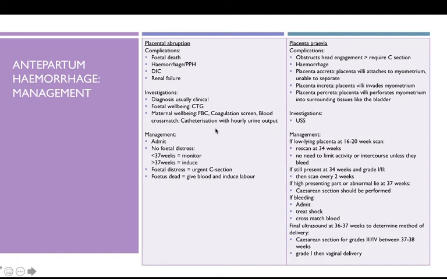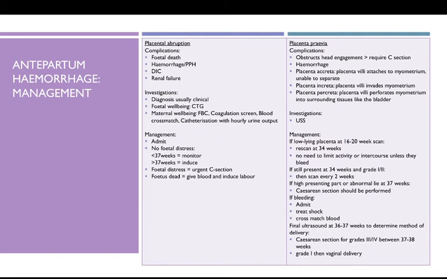That really, I'd say, actually, this bit comes into management more than investigations. But anyways, the management for each of these. So if we start with placental abruption, they need admission. If there's no fetal distress and they're less than 37 weeks, you can just monitor because you're worried about the risk of prematurity to the fetus. If they're over 37 weeks and they're not distressed, there's no risk of prematurity, so you can just induce labour and deliver the baby, or do a C-section.